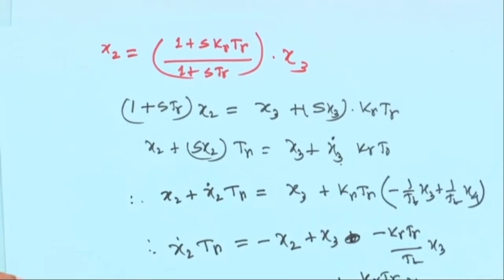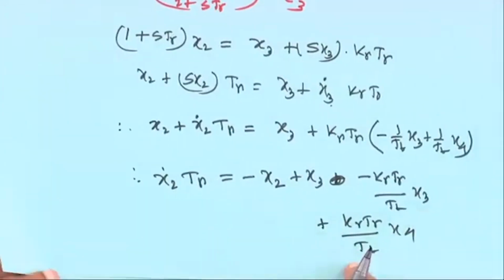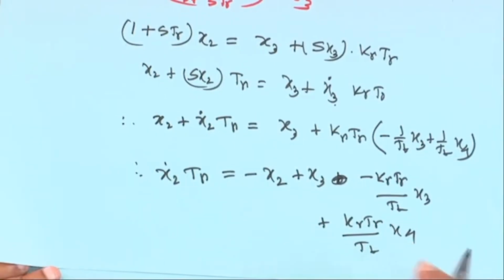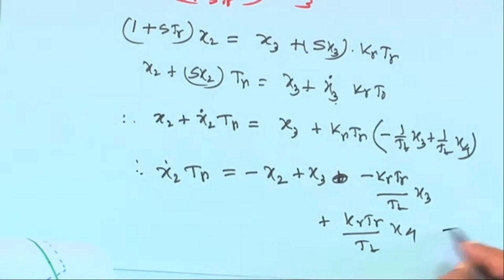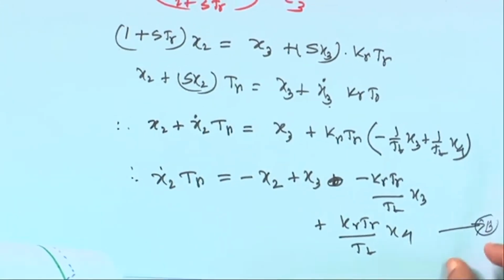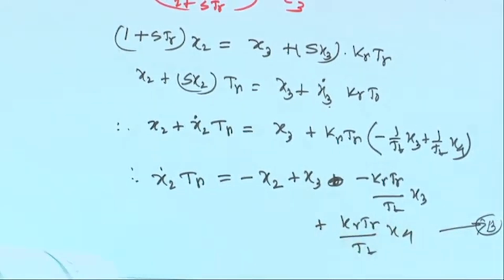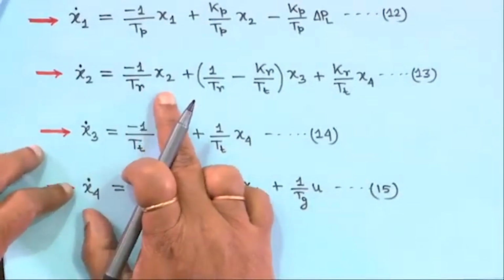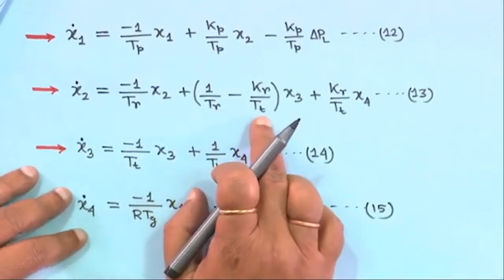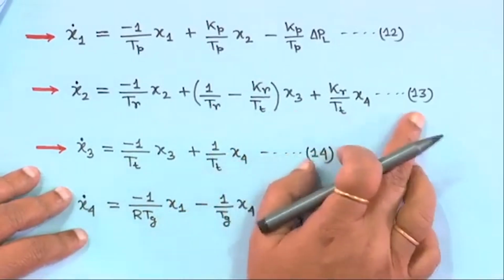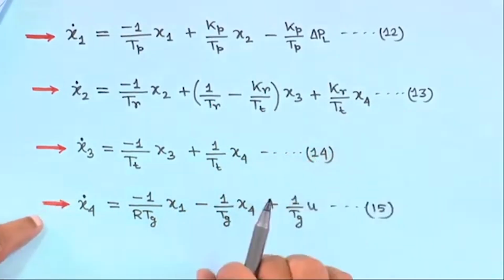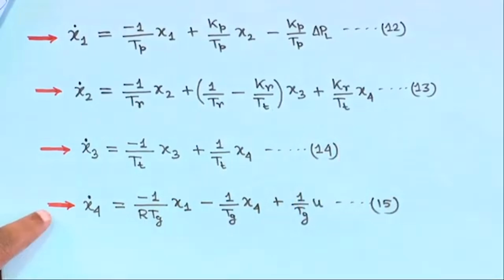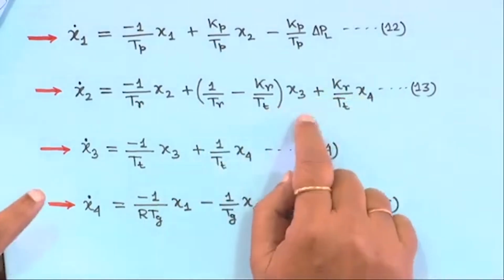Just hold on, I have to go a little bit up, otherwise you cannot see this. Then both sides you divide by Tr and simplify, and you will get equation 13: x2 dot is equal to minus 1 upon Tr x2 plus (1 upon Tr minus Kr upon Tt) x3 plus Kr upon Tt x4. This is equation 13. So x1 dot, x3 dot, x2 dot, all I showed; just to save some time I did not do further, but you make this thing.